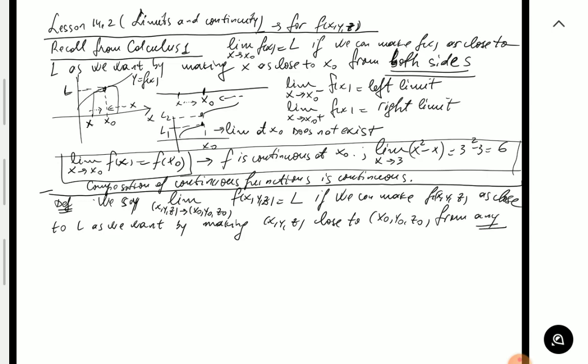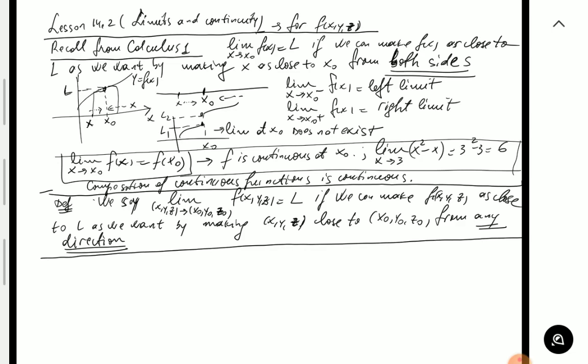And notice the key word here that I'm using. Instead of saying left or right, I'm saying that we need to have this property to hold as x, y, z approaches x naught, y naught, z naught from any direction. We're going to talk about that in a moment, what this distinction means. And the definition for the limit of a function of 2 variables is going to basically be analogous, right?